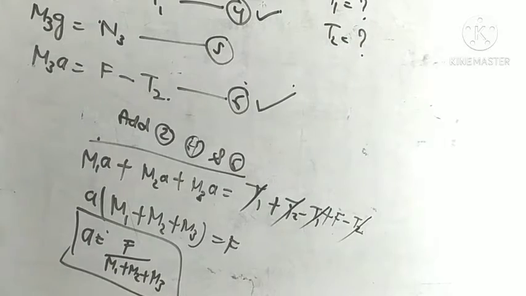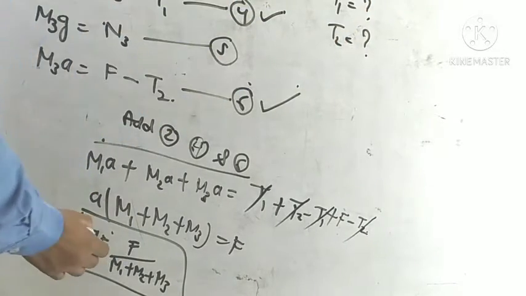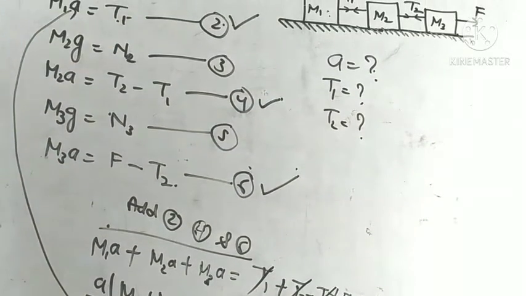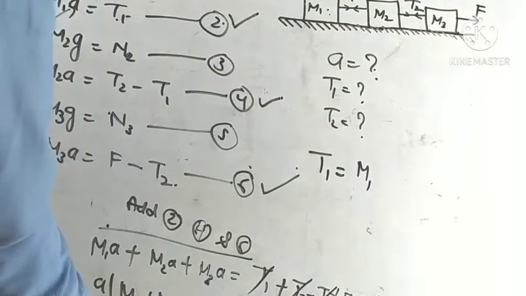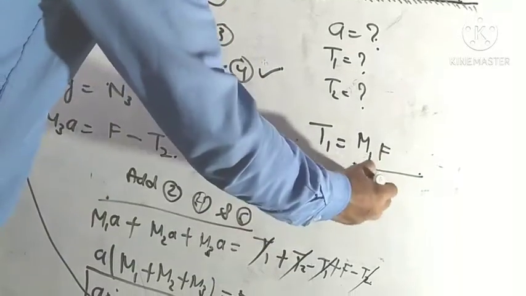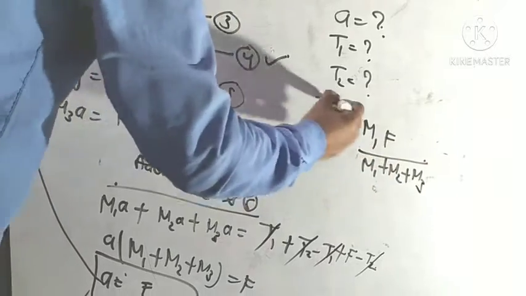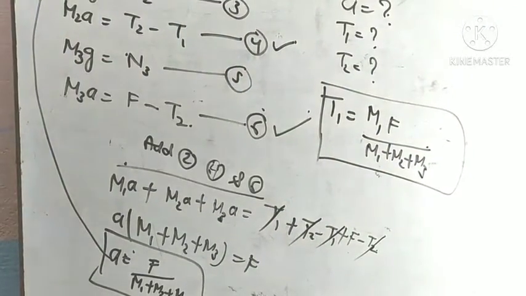So now we have to find the value of tension T1 and T2. So we put this value of acceleration in equation number 2, then we will get tension T1 in the string. So T1 is equal to m1. Now we put the value of acceleration here, F upon m1 plus m2 plus m3. Okay, and only T2 is left.